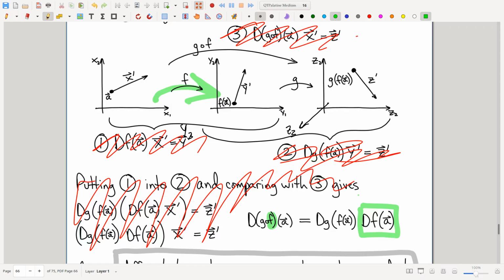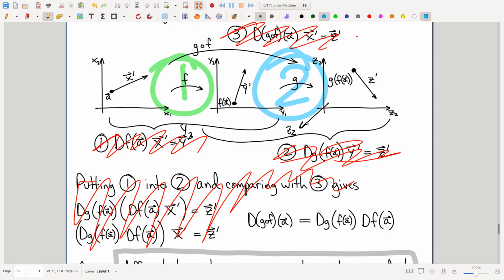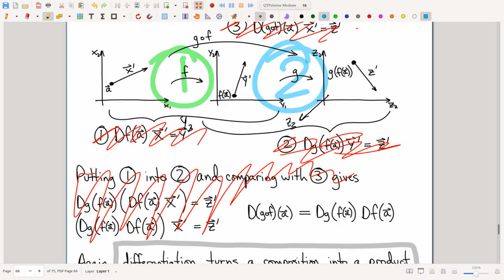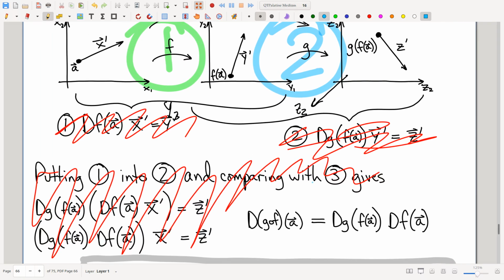You should always think not about left and right, think about first and second. When you're composing functions, that's first and that's second, when you're laying them out in a diagram. When you're writing it out as algebra, the one on the right is first, the one on the left is second. When you multiply matrices, the one on the right is first, the one on the left is second.